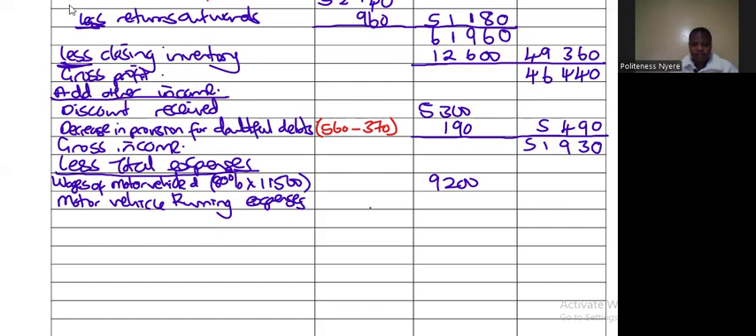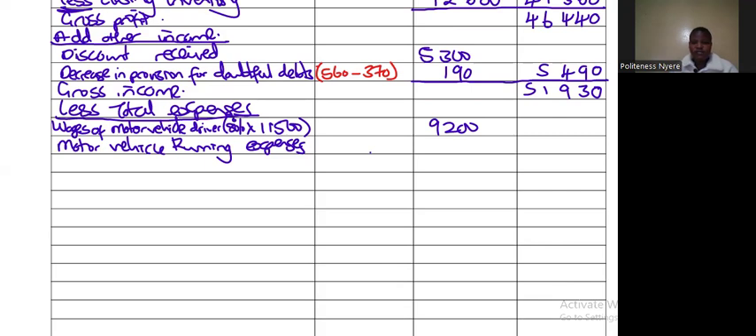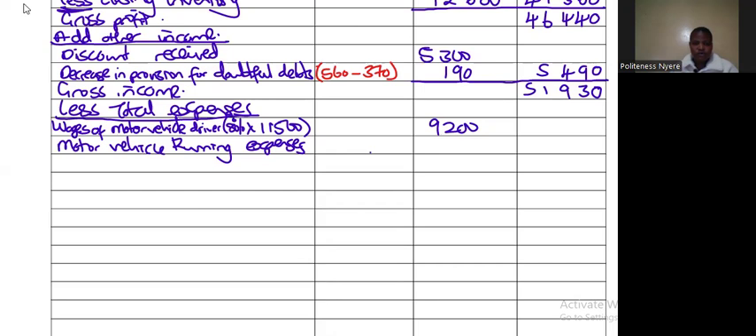So this one is driver. I have to make it clear so that 80%. Okay, that's fine. So now the motor vehicle running expenses, they are said to be 6,500. So again, we want 80% of 6,500. If we calculate that, 0.8 times 6,500, it gives you 5,200.